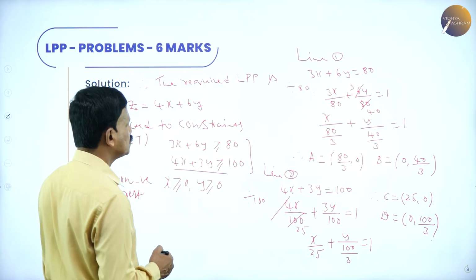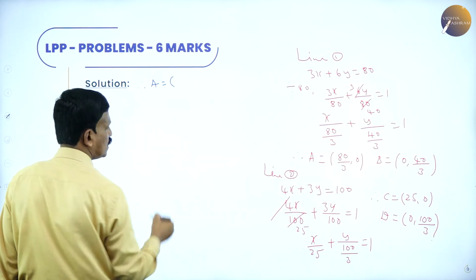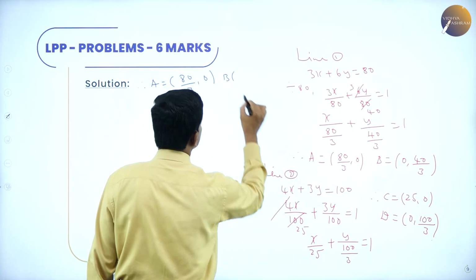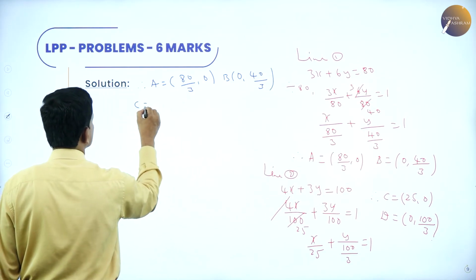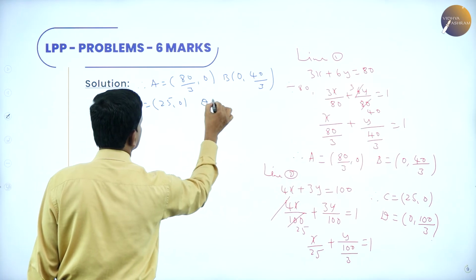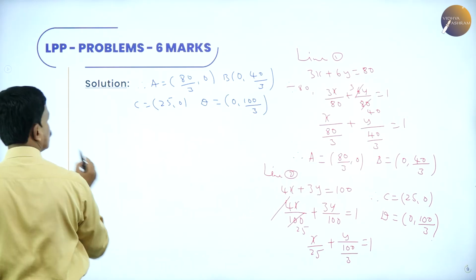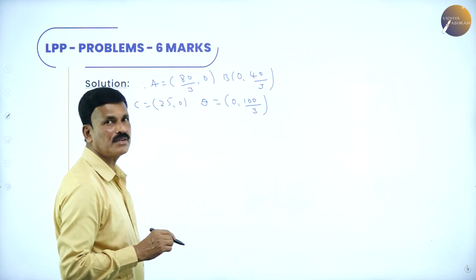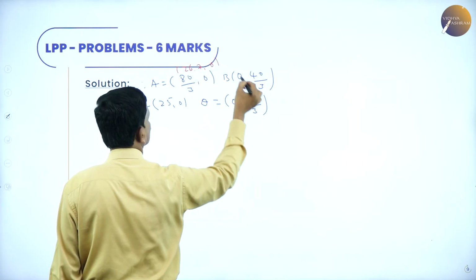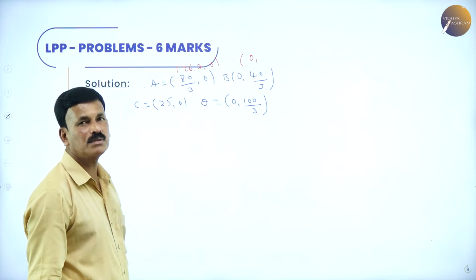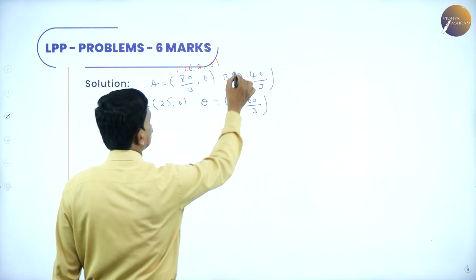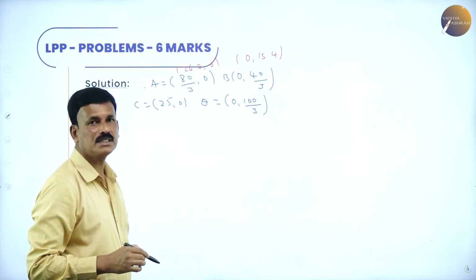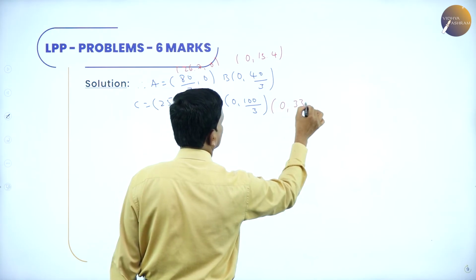Now let us draw this on a graph sheet. Let me draw the graph here. I write down the points. A, 80 by 3 comma 0. B, 0 comma 40 by 3. C, 25 comma 0, and D, 0 comma 100 by 3. Now, 80 by 3 can also be written as 26.7, so A is 26.7 comma 0. B is 0 comma 40 by 3, which means 13.4. D is 100 by 3, 33.33, or you can take this as 0 comma 33.4.